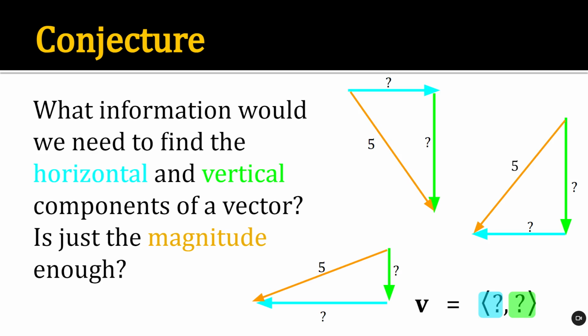Well, let's take a look at these triangles. So if we think of these triangles, which all have a hypotenuse of 5, and we think of their hypotenuses as vectors, well, we've got 3 different vectors who all have a magnitude of 5, but all 3 of them have different horizontal and vertical components. So no, just knowing the magnitude is not enough to determine the horizontal and vertical components. A magnitude of 5 could have a horizontal component going to the right or to the left or a long way to the left. It's just not enough information.